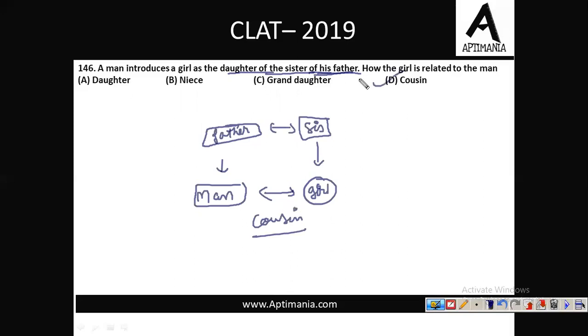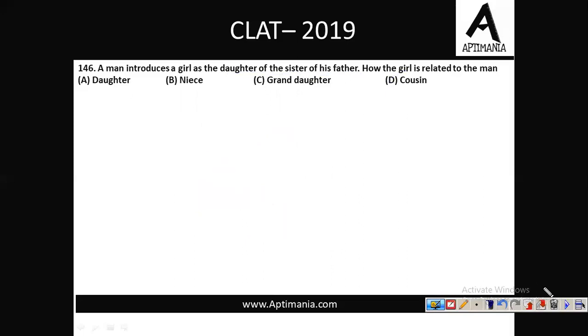Fine. So now this is very easy method to solve question. These type of question on blood relation, what you need to do is you need to start from back side. Fine. That will make the question quite easy for you. So moving to question number 147.